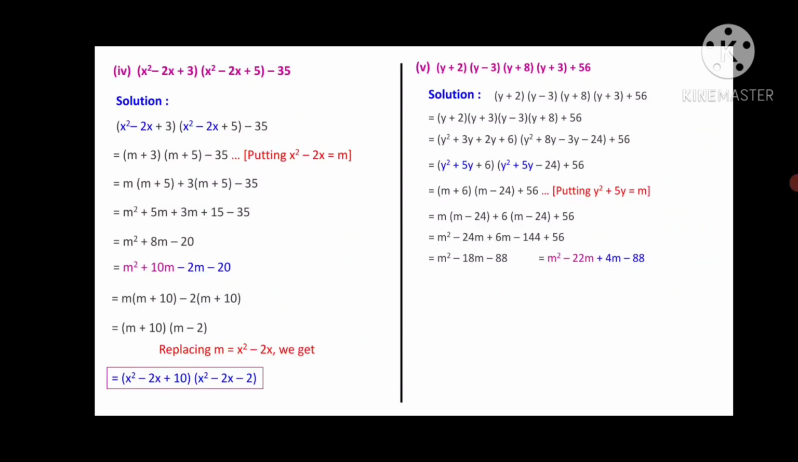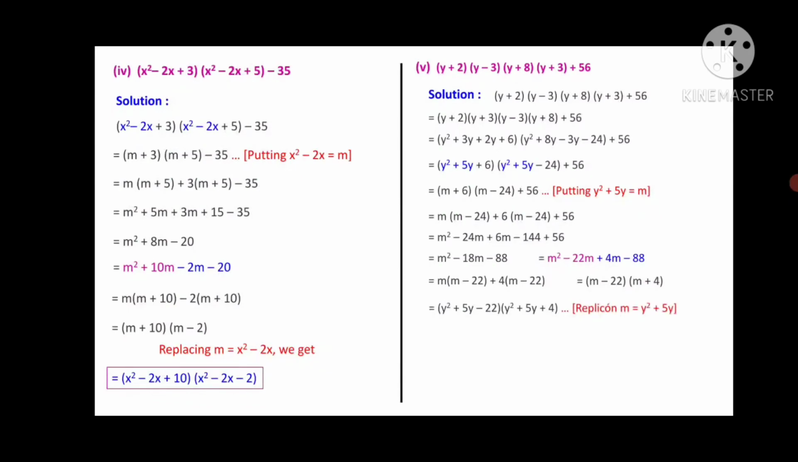m square minus 22m plus 4m minus 88. In the first two, m is common, so m into bracket m minus 22 plus 4 into bracket m minus 22. Here we will get m minus 22 in one bracket, m plus 4 in another bracket. Now replace this m with its value y square plus 5y.